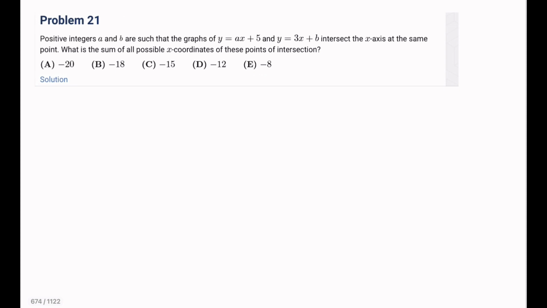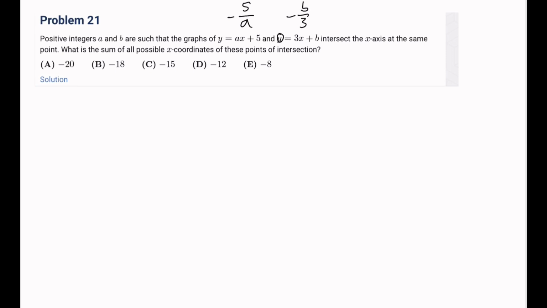Number 21, positive integers a and b are such that the graphs of y equals ax plus 5 and y equals 3x plus b intersect the x-axis at the same point. What is the sum of all possible x coordinates of these points of intersection, right? Okay, so first let's try and solve for the x-intercept of these. For y equals ax plus 5, y has to be 0, so x equals minus 5 over a. And for y equals 3x plus b, that would be minus b over 3, because it's when y equals 0.